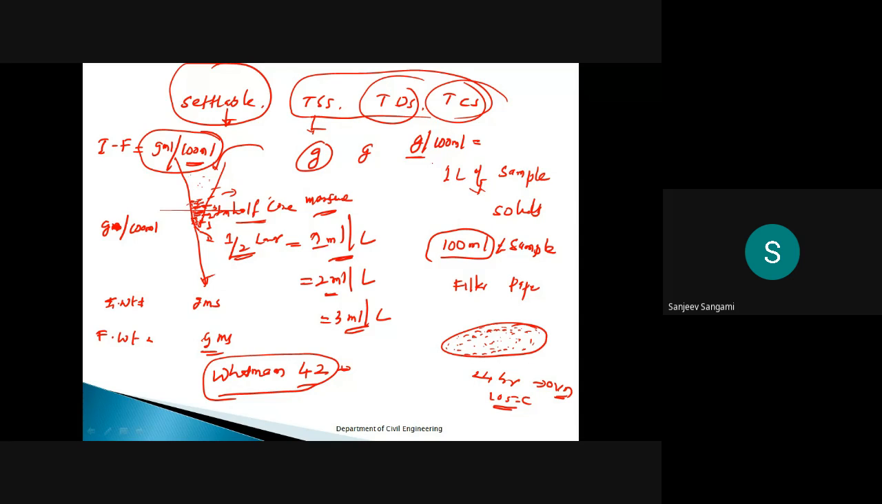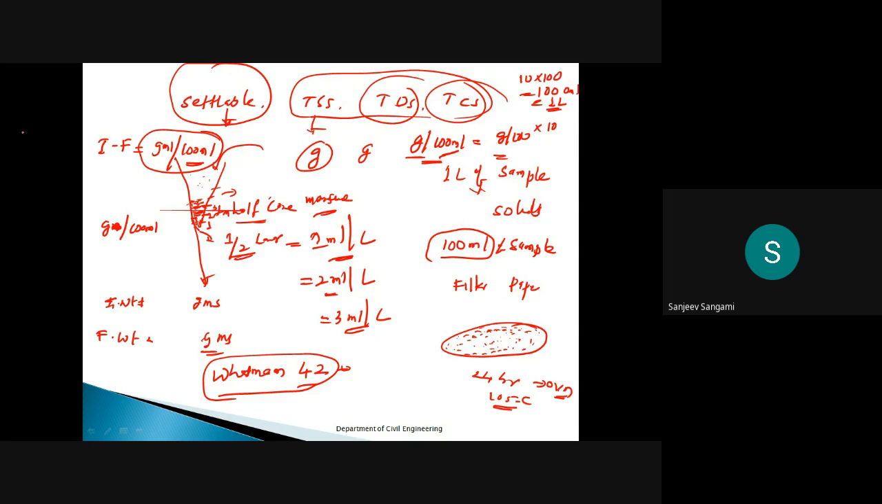Then you have to convert this into liters always. How to convert it? Now in 100 ml you have this many grams. For 1 liter, always multiply by 10. Whatever you get in gram per 100 ml, if you multiply by 10, then you will get it in liters, because 10 into 100 is 1000 ml, which is nothing but 1 liter.